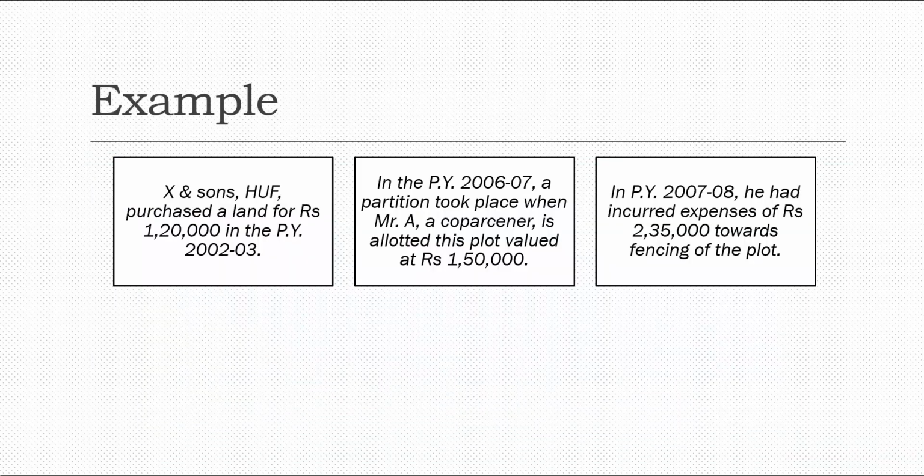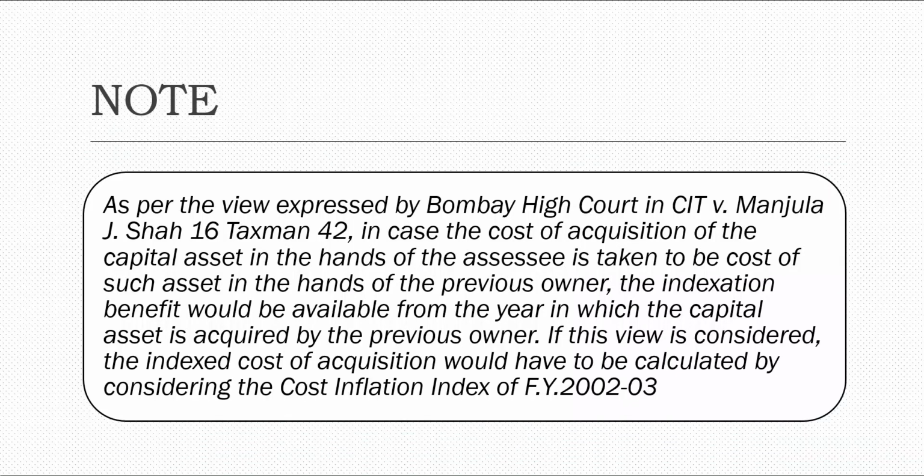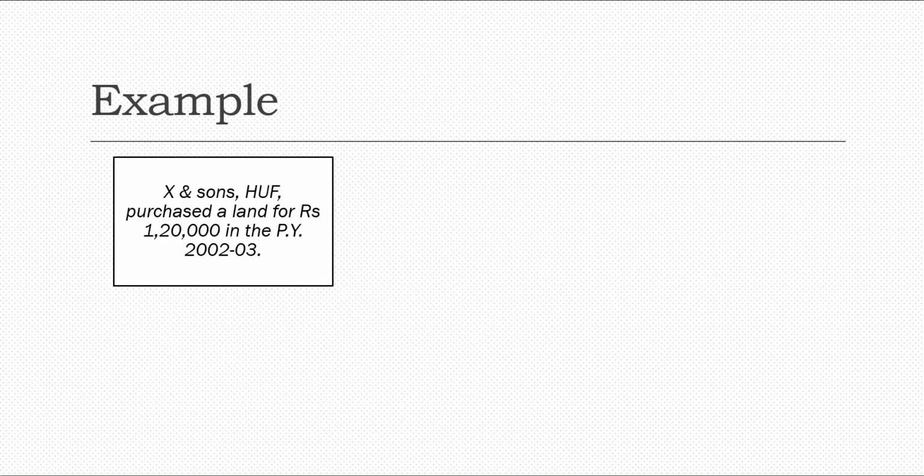So here, there was one judgment in the Bombay High Court that said that if the cost of acquisition is taken in the year in which it was purchased by the previous owner, then for the indexation benefit also that year should be taken, and not the year when he received the property. So what we have calculated is the income tax view, as per the income tax. But the Bombay High Court says that the cost of purchase as well as the indexation benefit should use the same year of the previous owner, and not when the new owner received the property. So that is the only thing. Okay. Fine.